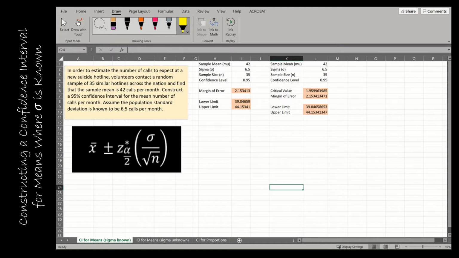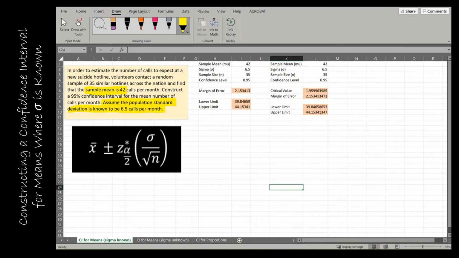The first thing I do is look for, is this a means or proportions question? Means has to do with an average, and this one says the sample mean is 42 calls per month. So I know it's means. Then my question is, do I know sigma or do I not? This says assume the population standard deviation is known to be 6.5 calls per month. The population standard deviation is sigma.